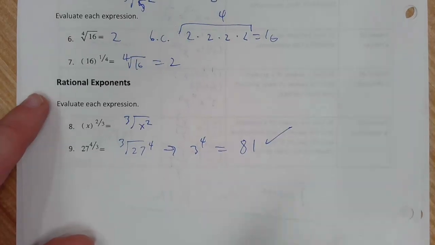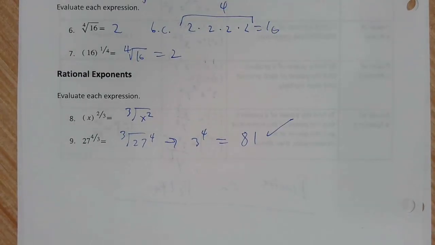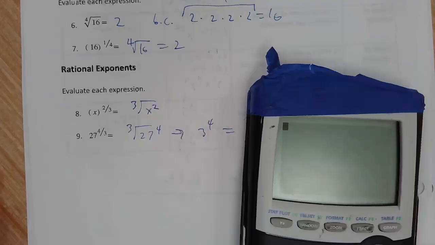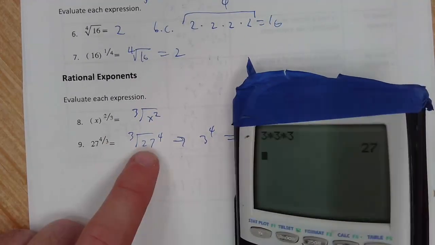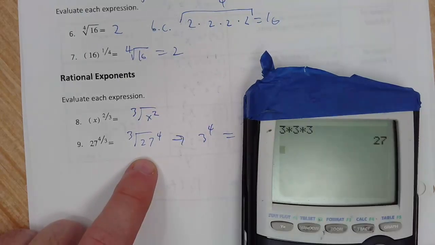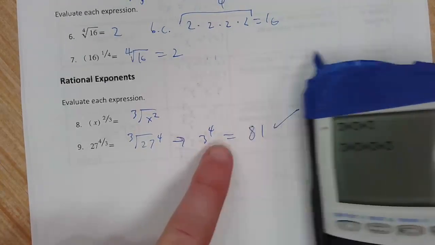So that's your answer. Just to show that, 3 times 3 times 3 is 27. Therefore, the third root of 27 is 3. And then 3 times 3 times 3 times 3 is 81. That's why 3 to the 4th is 81.